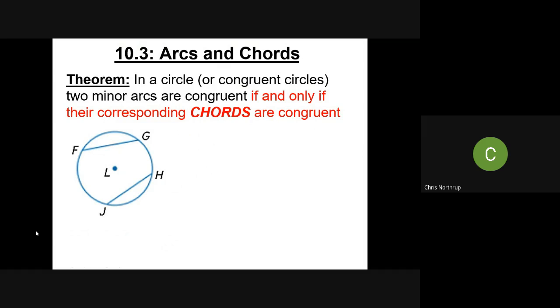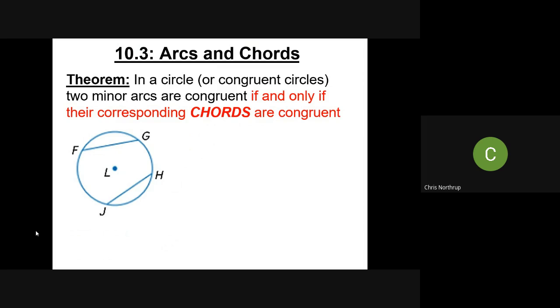In this video, we're going to take a look at how chords in a circle relate to the arcs of a circle. So first off, we have a theorem about congruence. If we have a circle and we're looking at minor arcs, it turns out that the chords creating those arcs have to be congruent if the arcs are congruent. And conversely, if the arcs are congruent, that makes the chords congruent. So that's what we call an if and only if statement there.